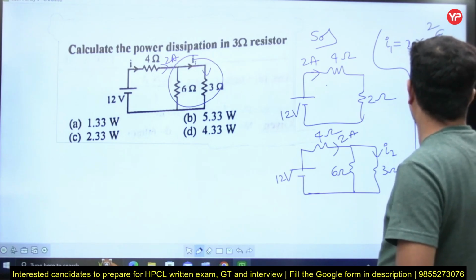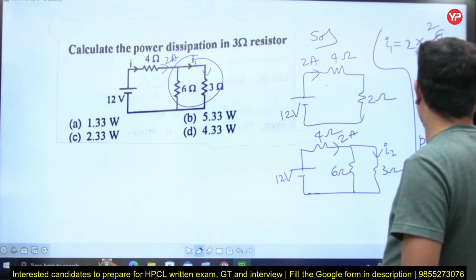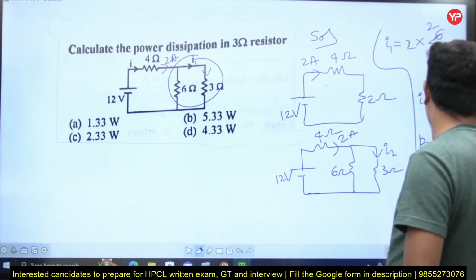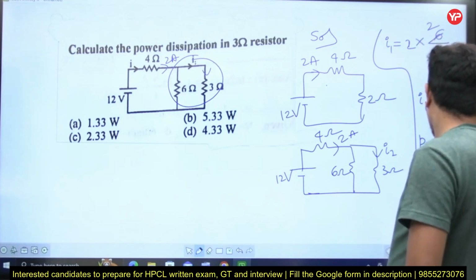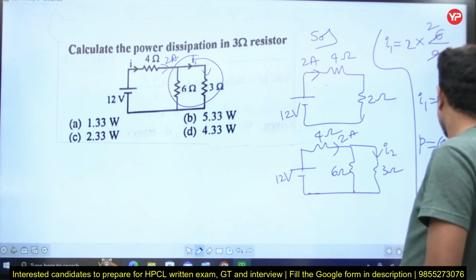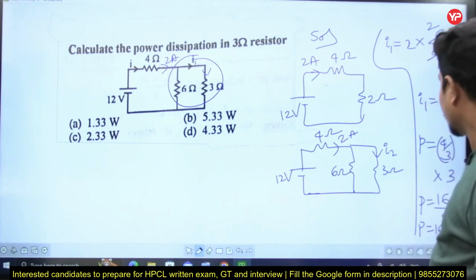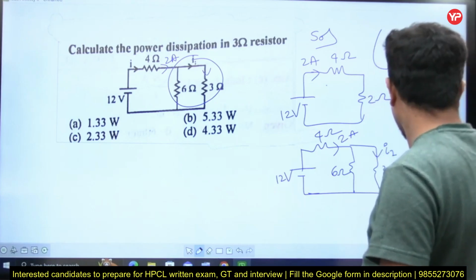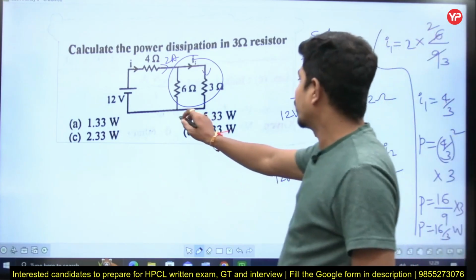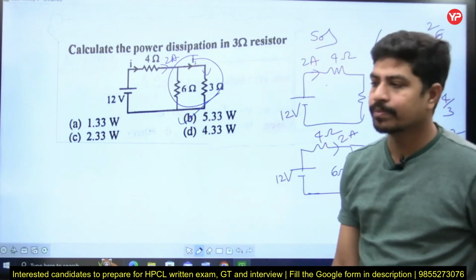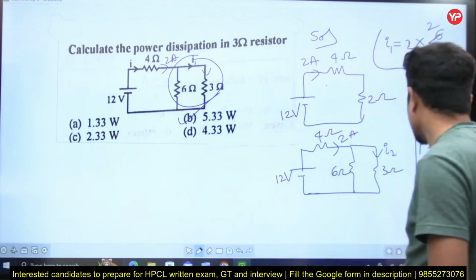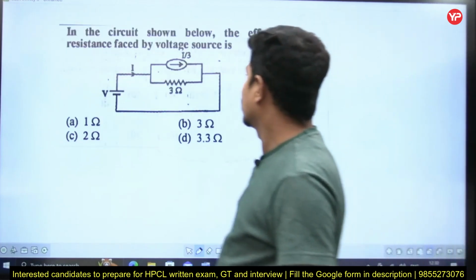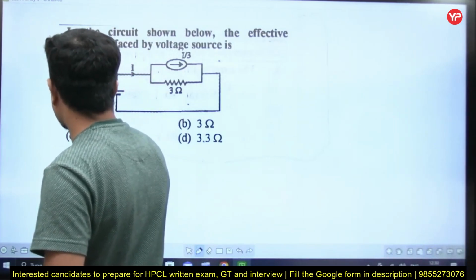So power is equal to I square, 4 by 3 whole square into R, which is 3. So power is equal to 16 by 9 into 3. So you are going to get 16 by 3 watts. How much will be 16 by 3? 3 5s, definitely it will be 5.33. Option is B. Simple question, next question. This question we are going to solve within one step.